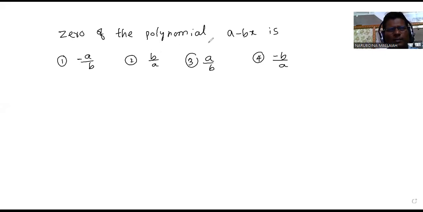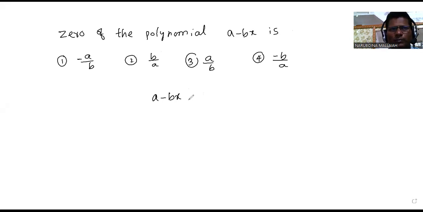Zero of the polynomial a minus bx is. Here, zero of the polynomial means we have to find the x value. What value gives us 0 when placed in the place of x? For what value of x does this entire expression become 0? That is called the zero of the polynomial.